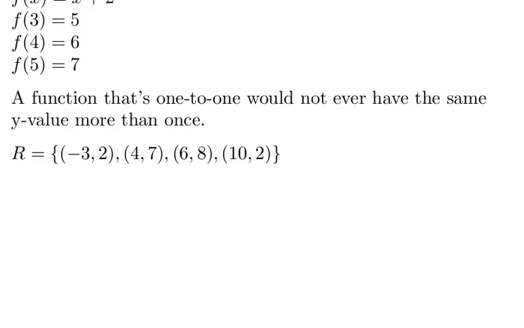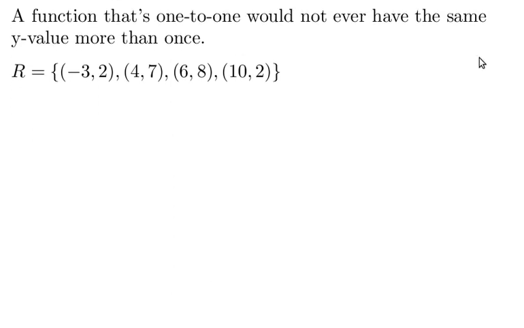So this is an ordered pair. I'm sorry, this is a set of ordered pairs. So is this function one-to-one? No, it's not, because we have this 2 appearing more than once. This 2 is in the y value twice, so that means it's not a one-to-one function.